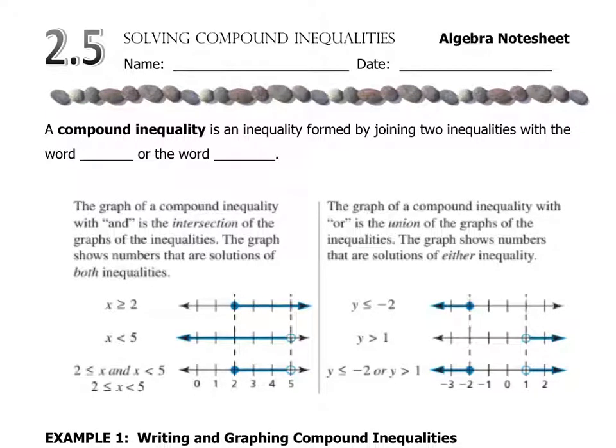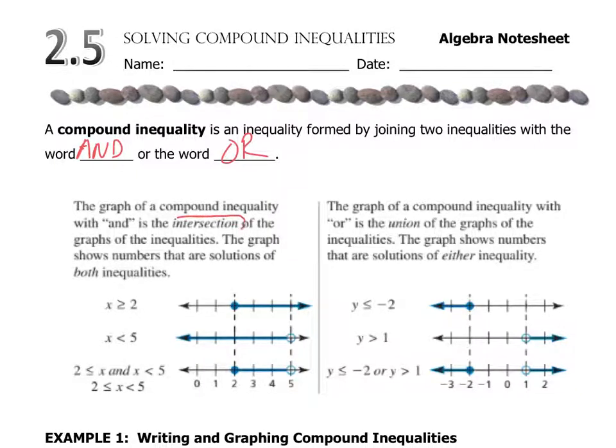Today we're talking about solving compound inequalities. A compound inequality is an inequality formed by two different inequalities and joining them with the word "and" or the word "or." Okay, so the graph of a compound inequality with the "and," this one is the intersection.